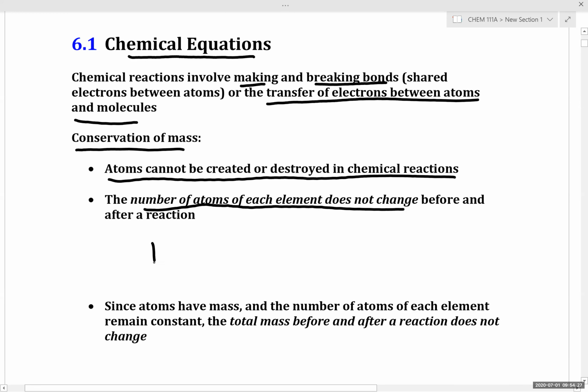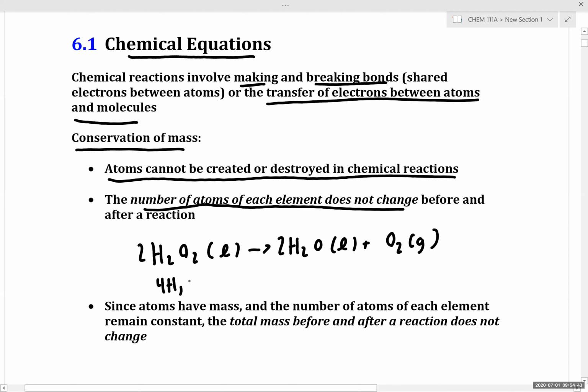So for example, if we look at hydrogen peroxide decomposing to yield water and oxygen gas, we notice on the left-hand side we have 4 hydrogens and 4 oxygens. On the right-hand side we have 4 hydrogens and 4 oxygens. The number of atoms of each element does not change before and after a chemical reaction. The connectivity of those atoms does change.